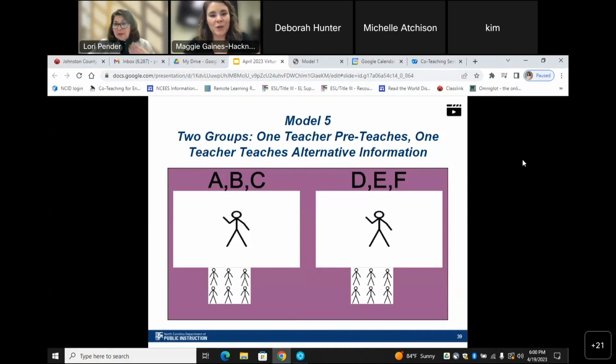Okay, so we're doing 5 and 6 together. Do you want to go ahead and do 6 and then debrief both? Yeah, let's do it that way.